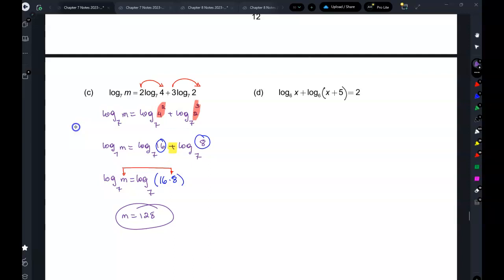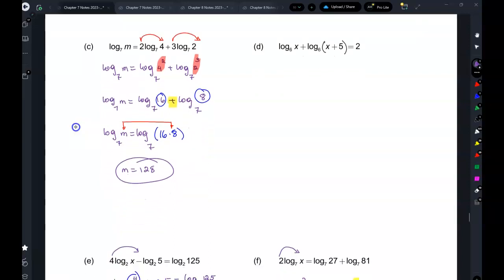All right, so let's go up to D, right? Okay, so here I have 2 logs here. There should be parentheses. Maybe if you printed it off, I don't know. When I converted to PDF, they must have gone away. So I have 2 logarithms here. A plus in the middle means I need to combine them and multiply. So I get log base 6 of x times x plus 5 equals 2.